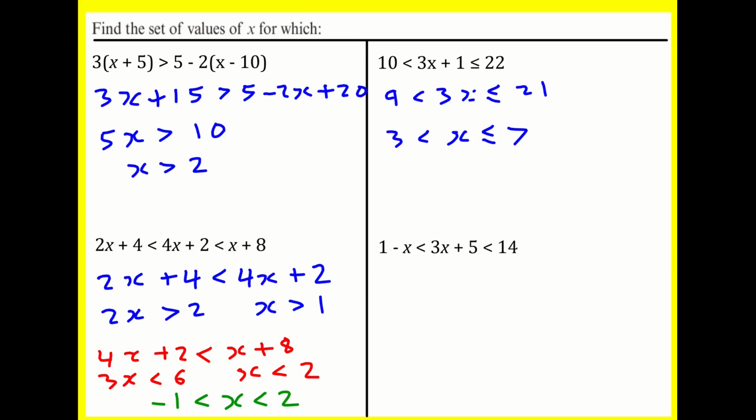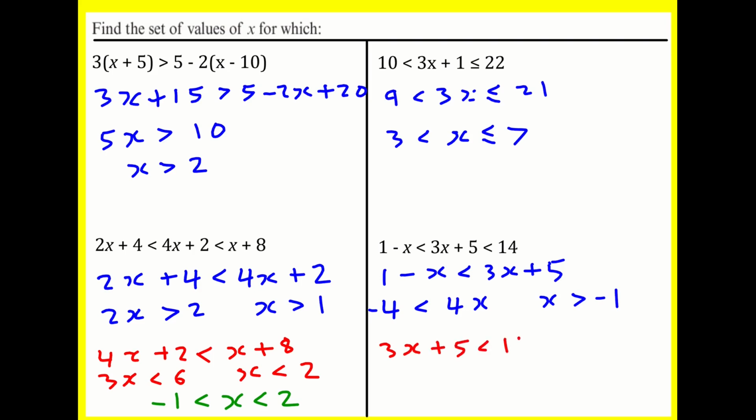Okay, try this one in a similar way. First 2. It's going to give me 4x. We're going to get 4 and minus 4 less than 4x. X greater than minus 1. And then here, I'm going to get 3x less than 9, so x less than 3. And overall, minus 1 less than x less than 3. Brilliant.